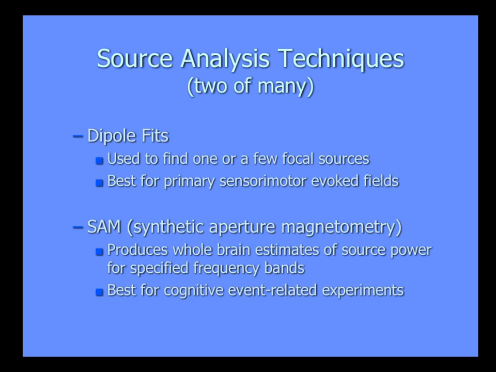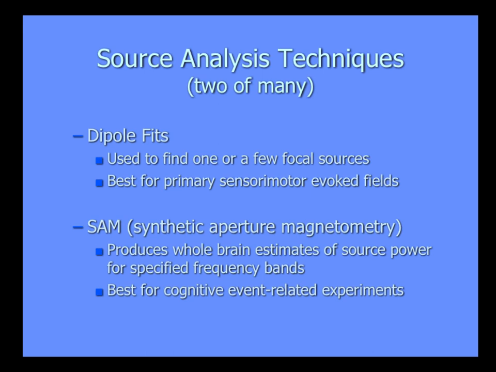The simplest one, in a sense, is a dipole fit. So a dipole is a model of a small battery in the brain, which is how you can think of all the neurons that are firing, although it probably takes about 100,000 neurons before you have a signal big enough for us to actually pick up. This is really used when you've got just some focal sources. So in other words, if you're sounding a tone, then you've got a focal initial source in auditory cortex.